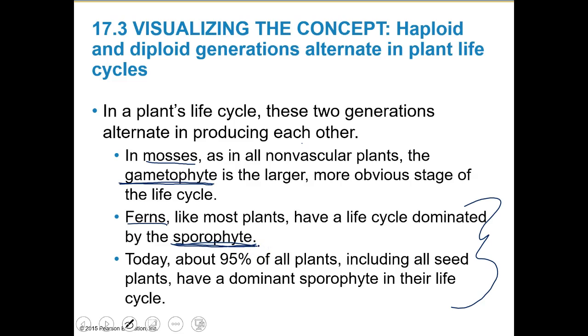Okay. So today, about 95% of all plants, including all seed plants, have a dominant sporophyte, a dominant spore producer, in their life cycle. So we're going to talk about that briefly and then make some review happen when we get back.